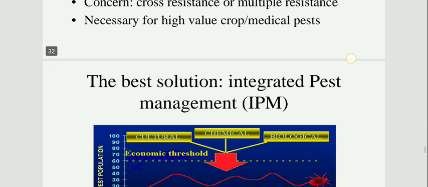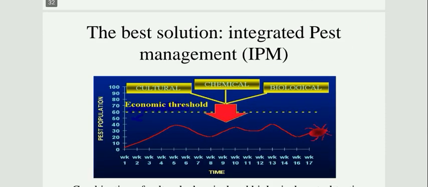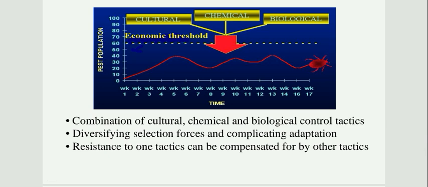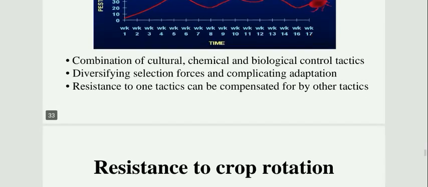The best solution: integrated pest management, chemical, biological, and cultural. Combination of cultural, chemical, and biological control tactics. Diversifying selection forces and complicating adaptations. Resistance to one tactic can be compensated for by other tactics.